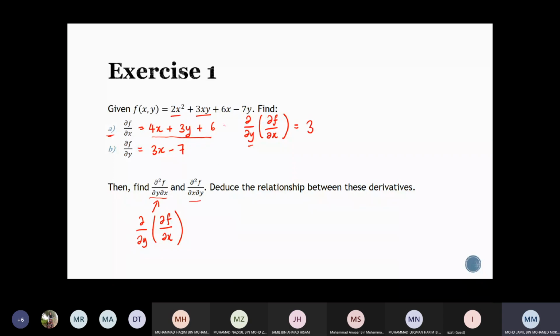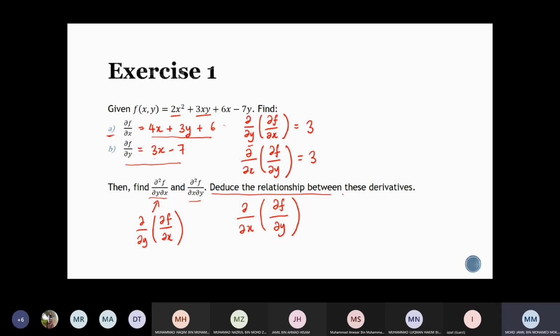The second part, similarly, is del x of del f del y. Meaning you differentiate with respect to x the second equation, the answer to B. So differentiate with respect to x. Here 3x, you have x here, you differentiate, you get 3. Minus 7 is a constant, differentiate with respect to x, you get 0.